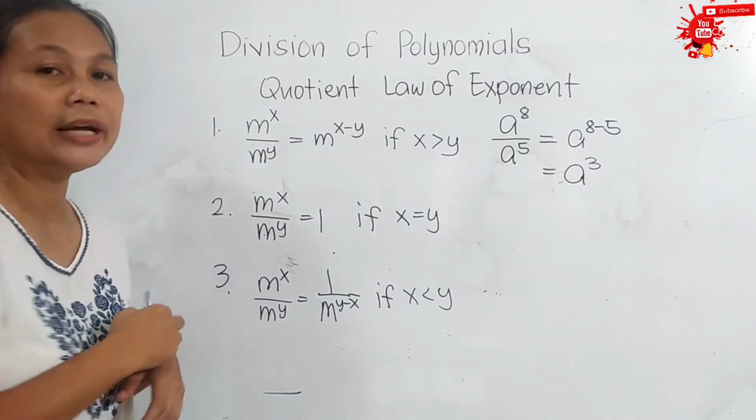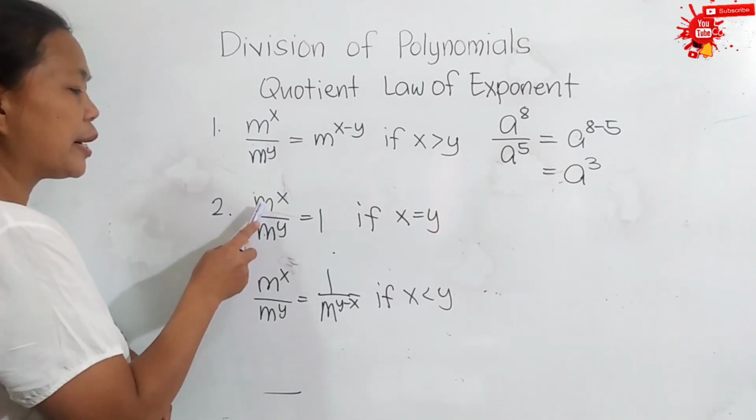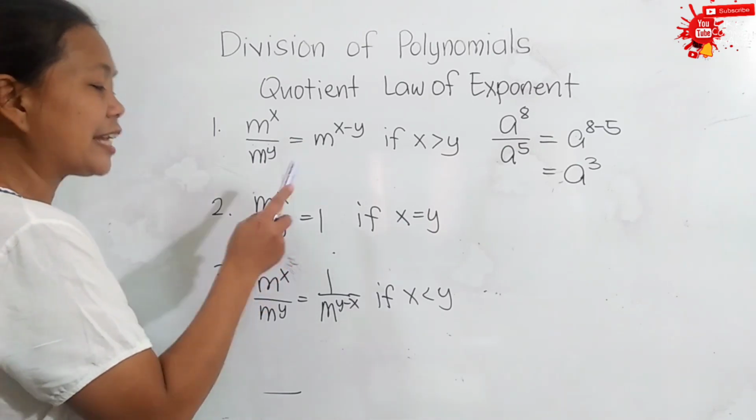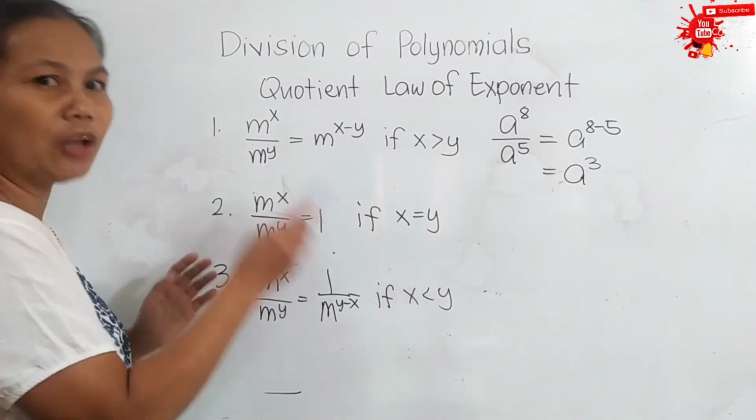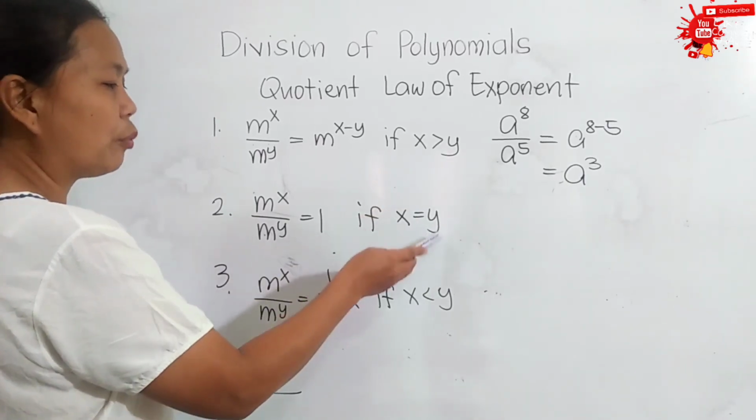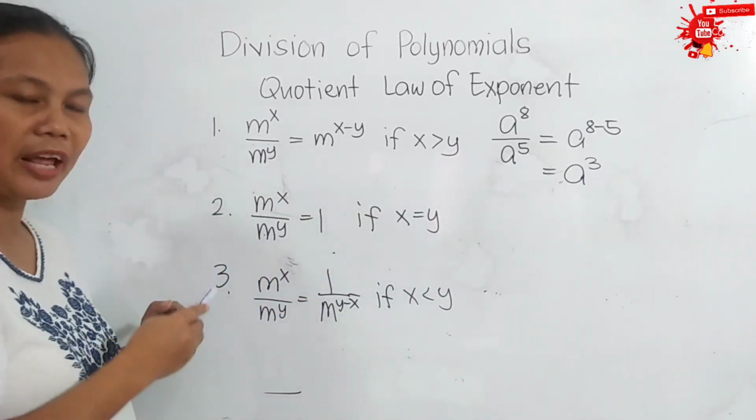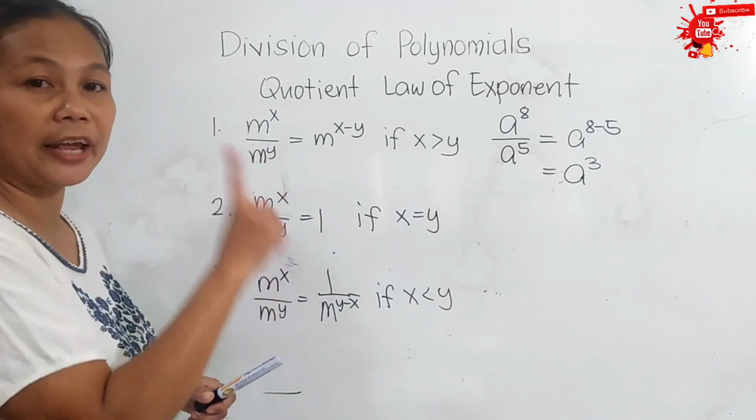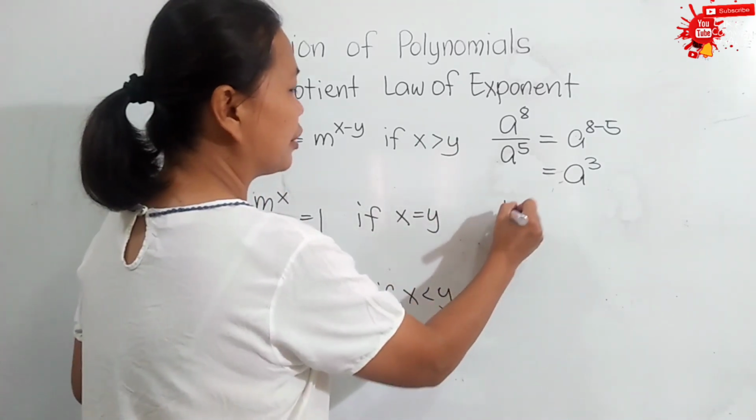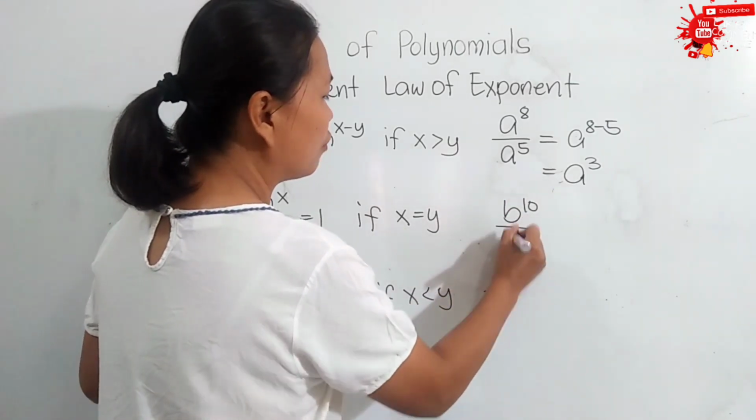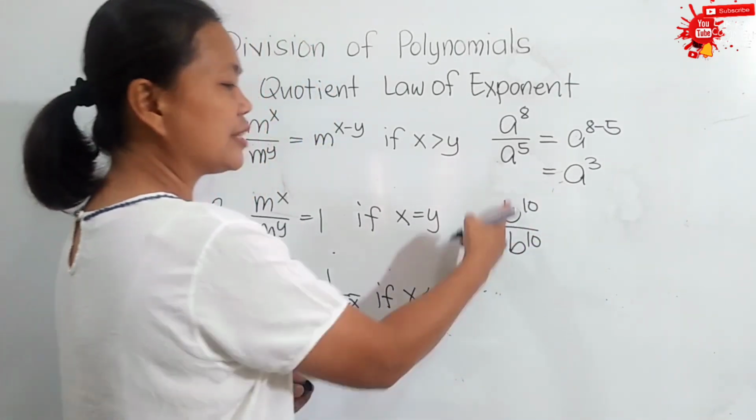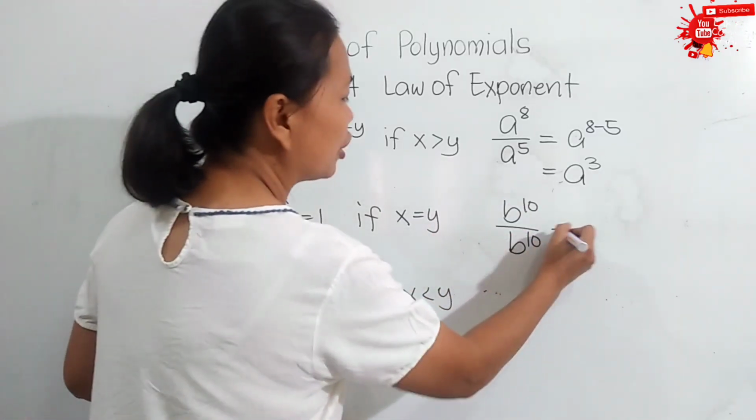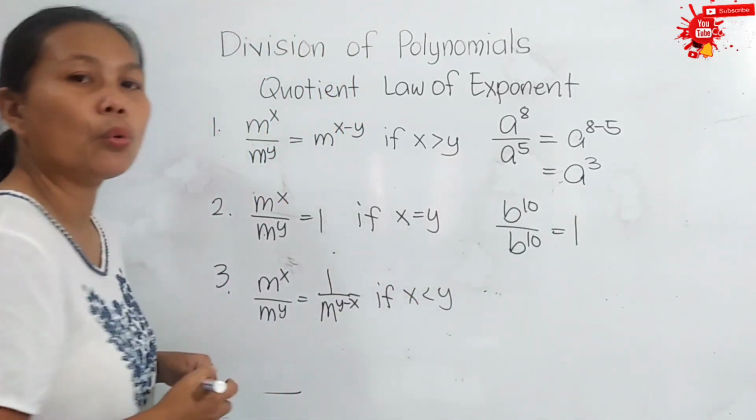Now let's proceed to number 2. So we have here m raised to x over m raised to y. It is equal to 1 if, take note, if x is equal to y. So kung meron daw tayong parehas na base, tapos parehas din yung kanilang exponent, ang value daw nyon ay 1. So for example, we have here b raised to 10 over b raised to 10. So we have the same base, which is b, then we have the same exponent, which is 10. So therefore, this is equal to 1.